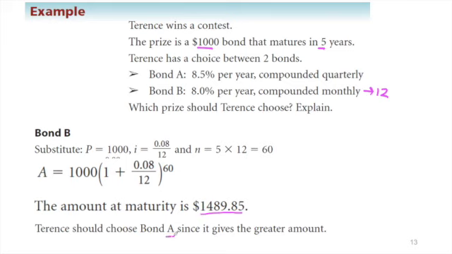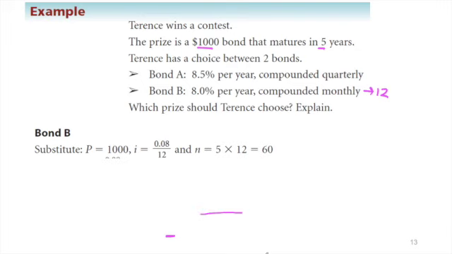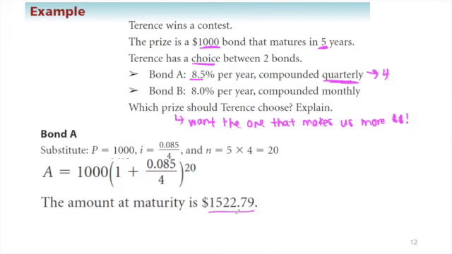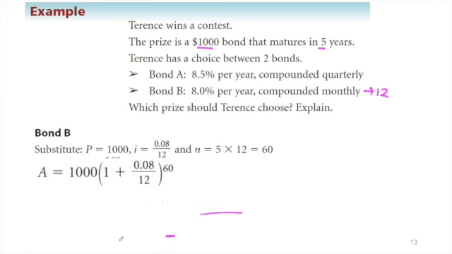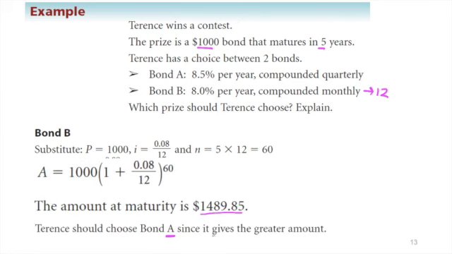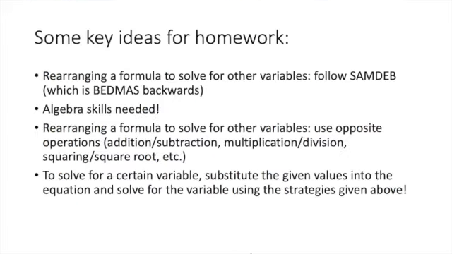So the one that gives us a better interest rate is bond A. If you go back, $1,522.79 or $1,489.85. Well, bond A gives us our greater amount, so that is what I would want to see from you.